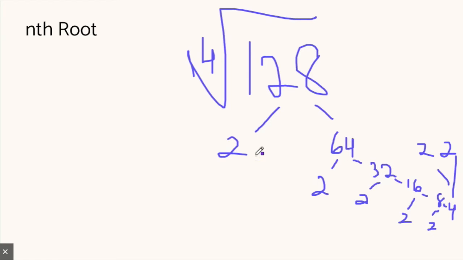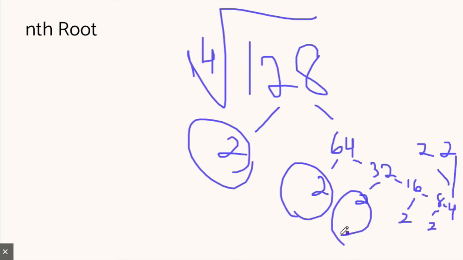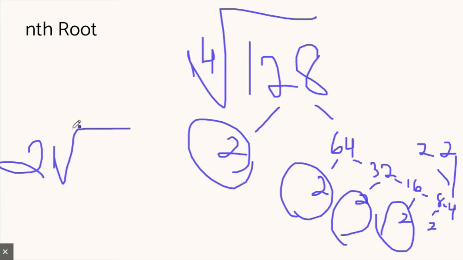Now in this case, we have 1, 2, 3, 4, 5, 6, 7 numbers, and we are grouping by 4. Now I can make a group like this, a group like this, group like this, and group like this, and I will be left over with 3 2s. So the way I wrote my answer is I take the 2 out because I can make 2 groups. So put the 4th root sign in and just write whatever is left inside the root.